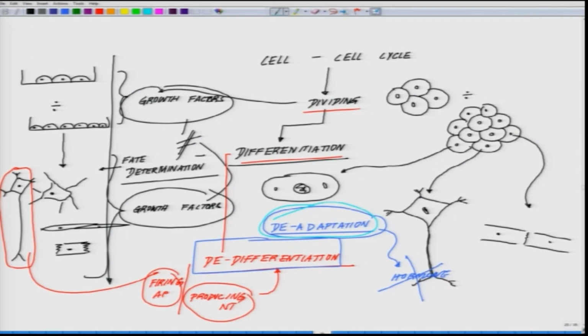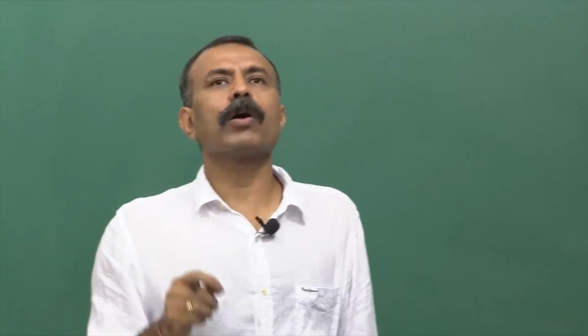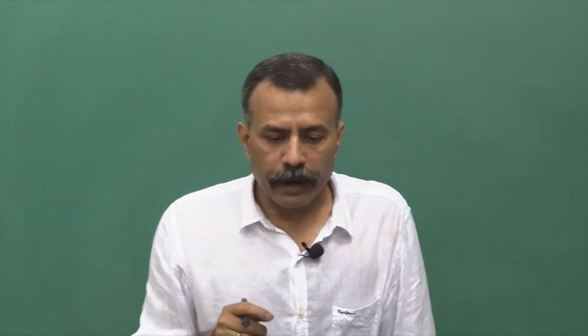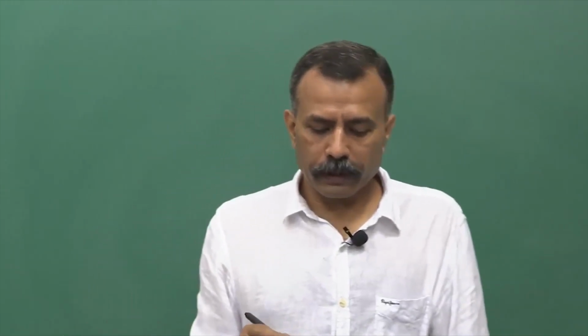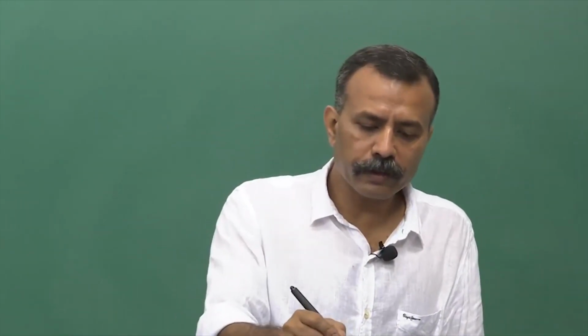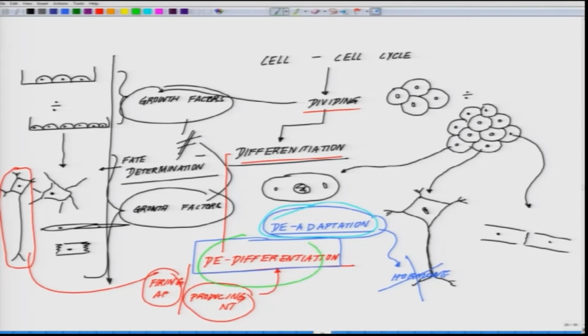So, these words are very, very important, that we understand whether it is a de-differentiated cell. We will come later when we deal with all these things more and more. Or is it de-adapted? Could this de-adaptation be rectified? Could we rectify the de-adaptation?